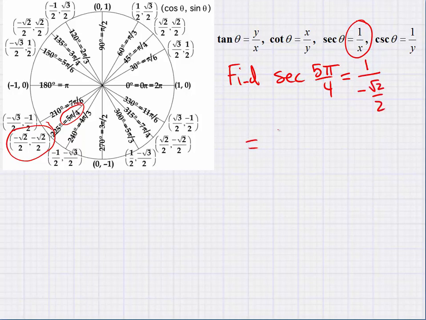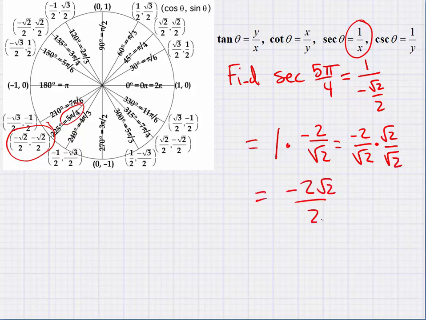Again, divide by a fraction, I get 1 times negative 2 over the square root of 2. So negative 2 over the square root of 2. I should then rationalize that. And I get negative 2 square root of 2 over 2. These 2's cancel, and I get negative square root of 2. So if you know your points, and you know how to define these four functions, you can do the same thing we've been doing all along now with these four functions.